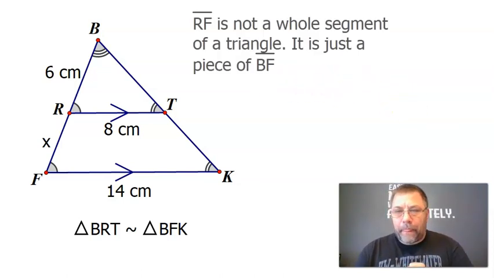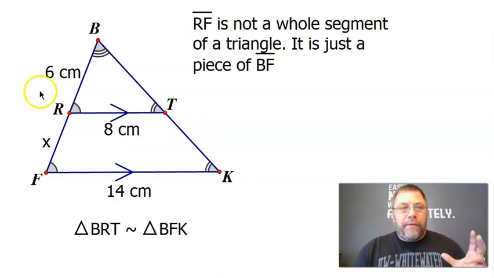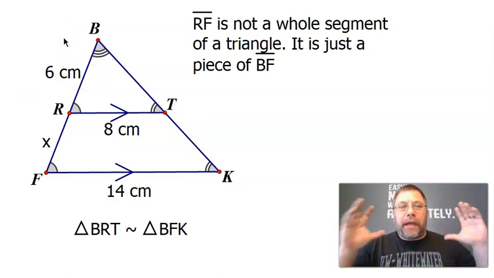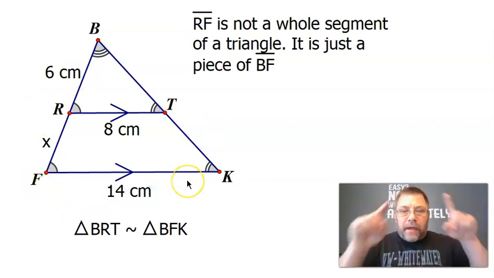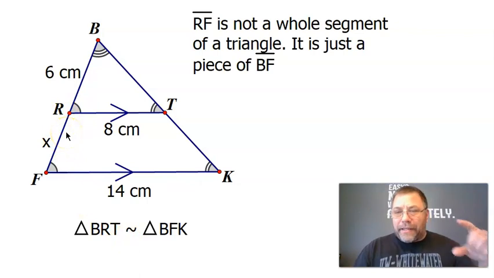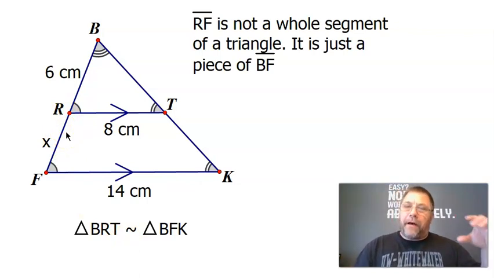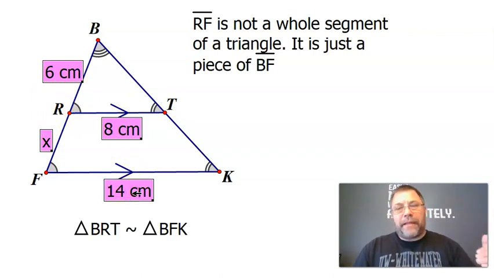Here's the reason why. Look at line segment RF. Line segment RF is not actually a whole side of a triangle. Line segment BR is a whole side of triangle BRT. Line segment FK is a whole side of the big triangle. But if you look at line segment RF, that's not actually a side of a triangle. It's a piece of a side. Which side? Well, it's actually a piece of this whole line segment BF. So we can't just say that it's going to be BR over RF, RT over FK. That's not going to work.